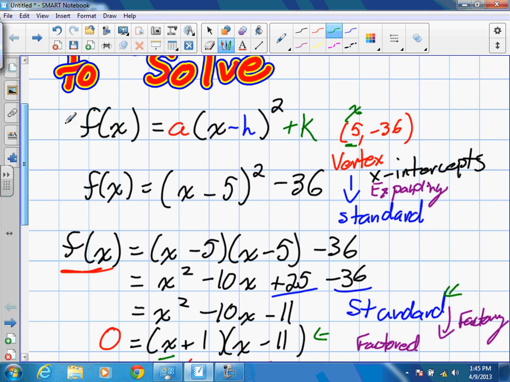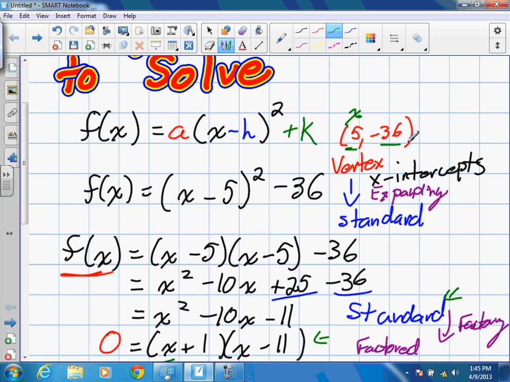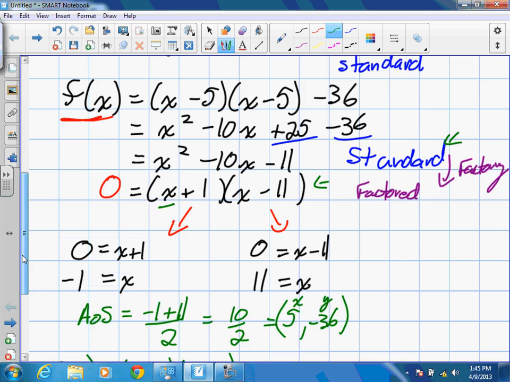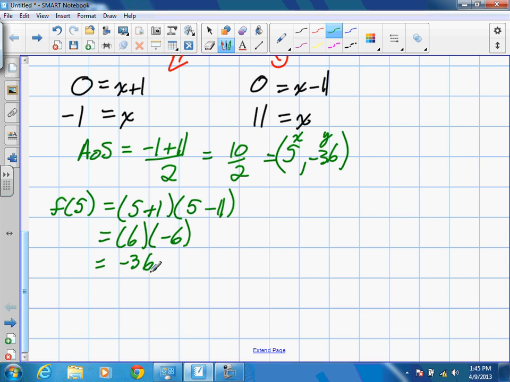Okay, so that's kind of going through the entire process all in one step. We started in vertex, went to standard, standard to factored, and you could say back to vertex. But let's say we have our original vertex form again. There's actually a much faster way to find our x-intercepts here. Okay, we have x minus 5 squared minus 36.